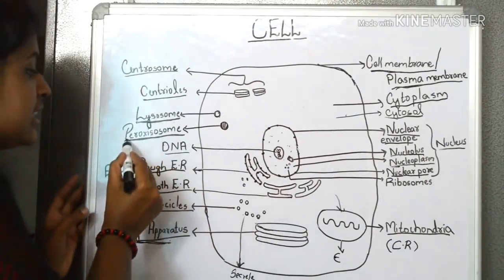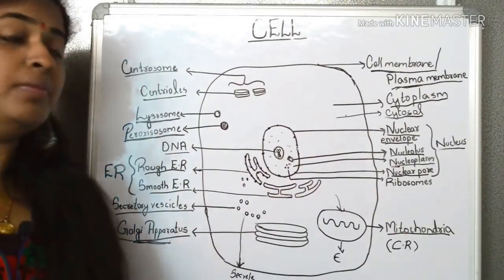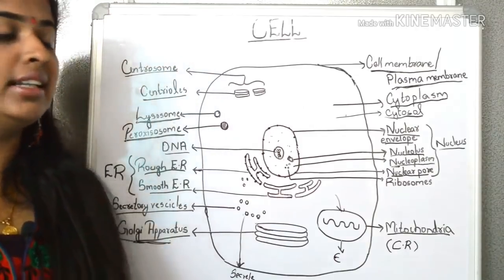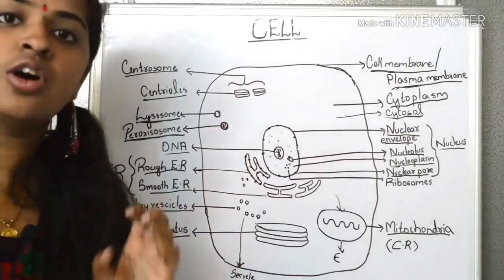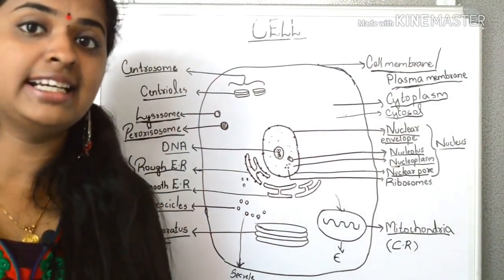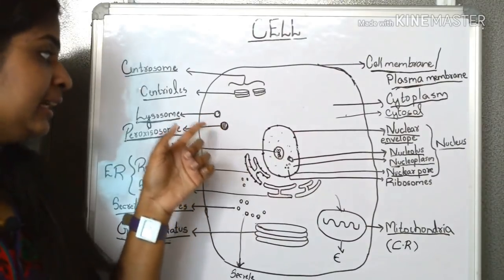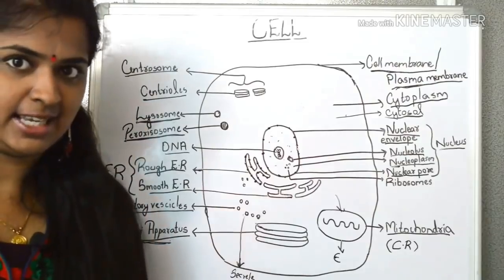The peroxisome's function is also the same as the lysosome, but the difference is in the enzymes present in both. The peroxisome contains enzymes which need oxygen, called oxidative enzymes, but it has the same function as the lysosome. It contains digestive enzymes.